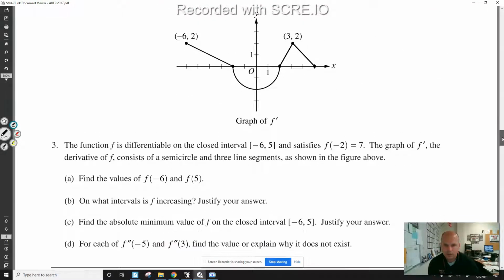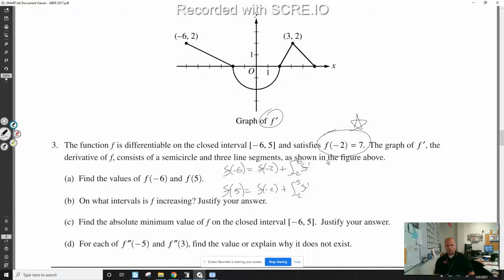All right. This is more like it in terms of free response, function analysis problems. This is number 3 in 2017. Okay, I got to find f of negative 6 and f of 5. I'm told what f of negative 2 is. They have to tell you this because they give you the graph of f prime. And guess what, my friends? This equals this plus this. How many times do we see it? We see it almost every single question we've done so far.